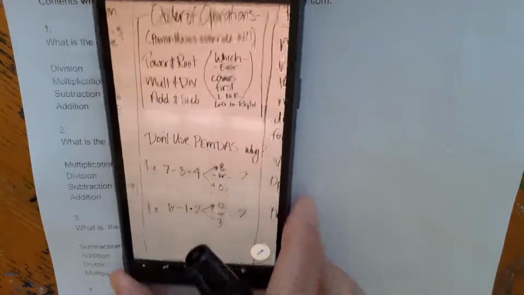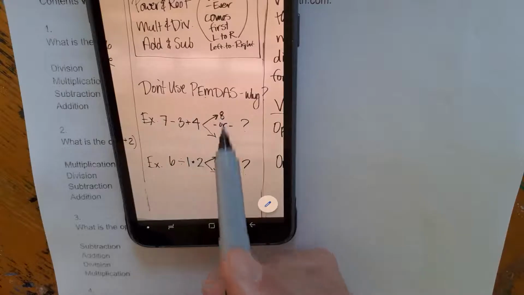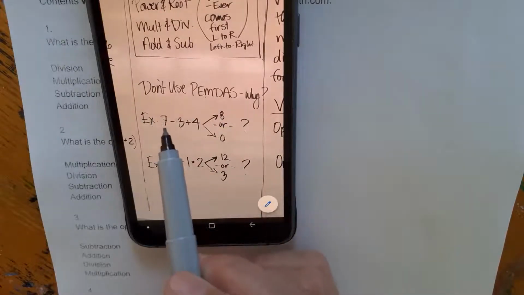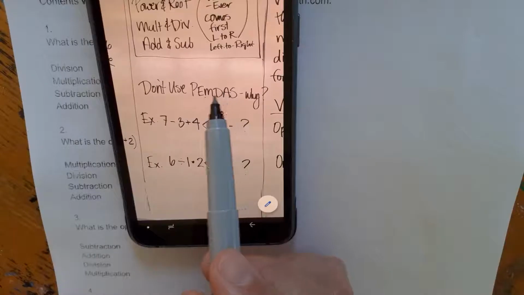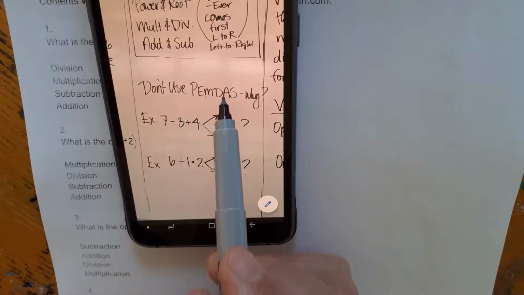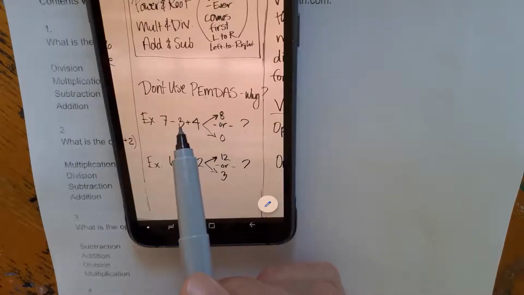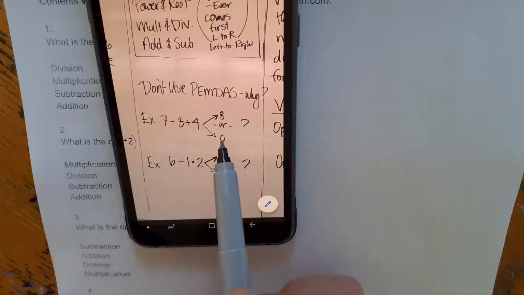Here's an example. I love these two examples. Let's say we have 7 minus 3 plus 4. Is that 8 or 0? Let's just go with PEMDAS. This is a subtraction and an addition. Which comes first? The addition does, right? So if I strictly followed PEMDAS blindly, I would take 3 plus 4 is 7, and then I would do the subtraction because that comes after it, and I would do 7 minus 7, and I'd get 0, right?